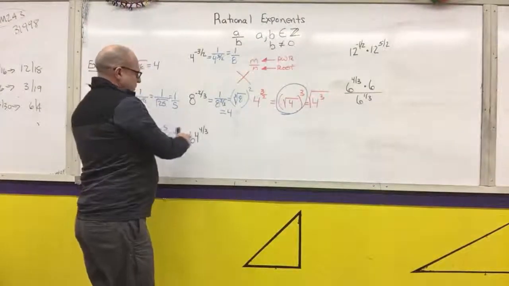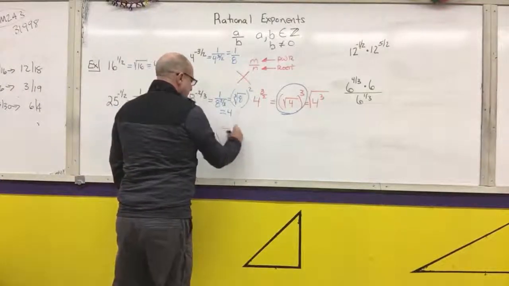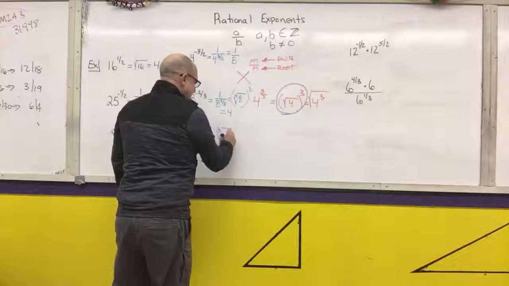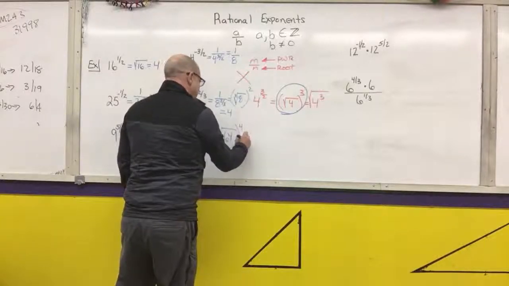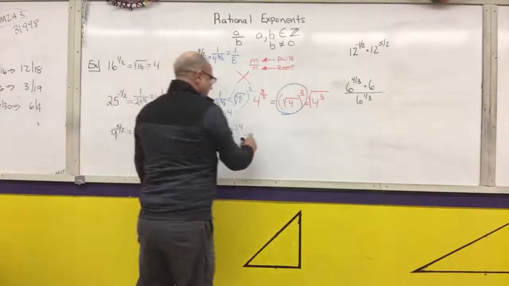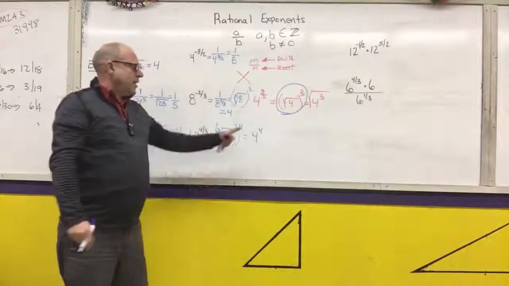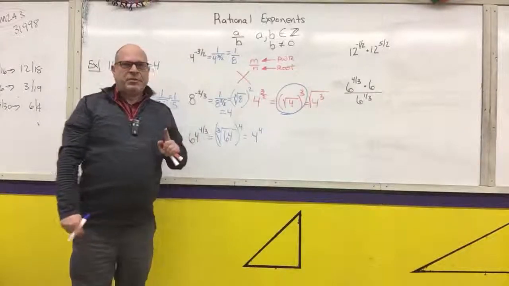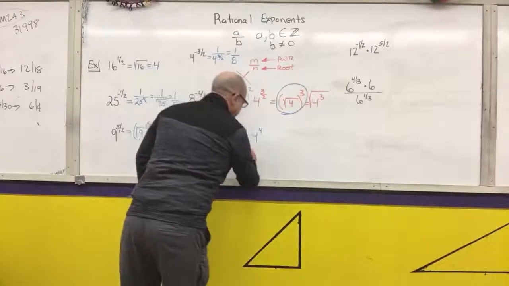So our next example is 64 to the 4/3. So we take the root first, the cube root of 64, and we're going to raise that to the 4th power. The cube root of 64 is 4. So that gives me 4 to the 4th. And this is one of those I did ask you to memorize. Okay, 4 to the 4th is 256.